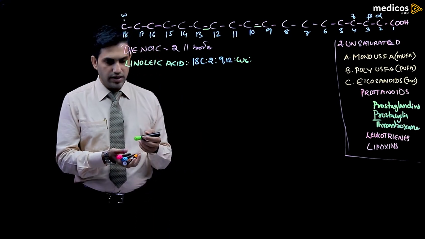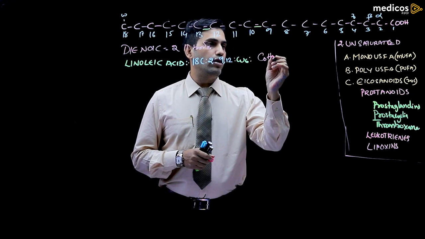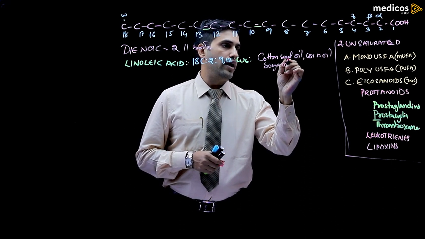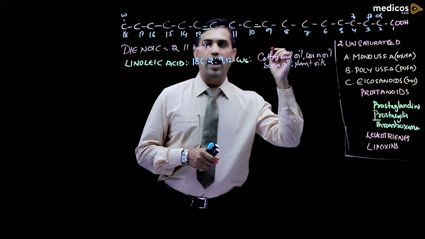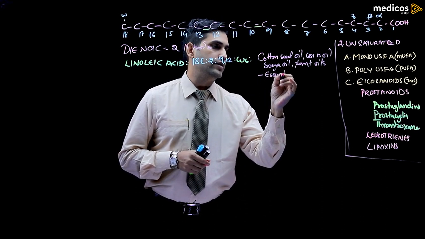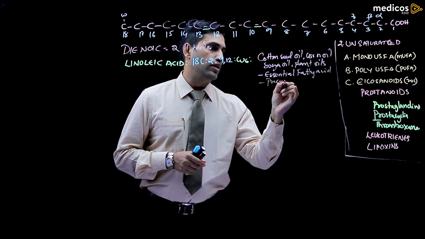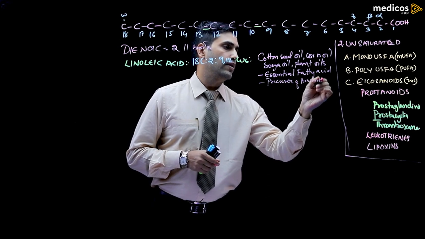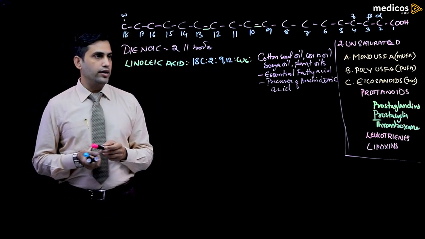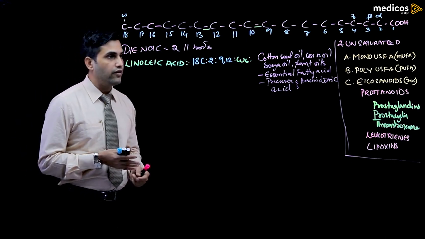So where is this linoleic acid found? It is found in cottonseed oil, corn oil, soya oil, all plant oils. Plant oils will have linoleic acid. Linoleic acid is the mother of all essential fatty acids. It is an essential fatty acid and a precursor of arachidonic acid. So where is it present? Cottonseed oil, corn oil, soya oil, plant oils; it is an essential fatty acid and a precursor of arachidonic acid.